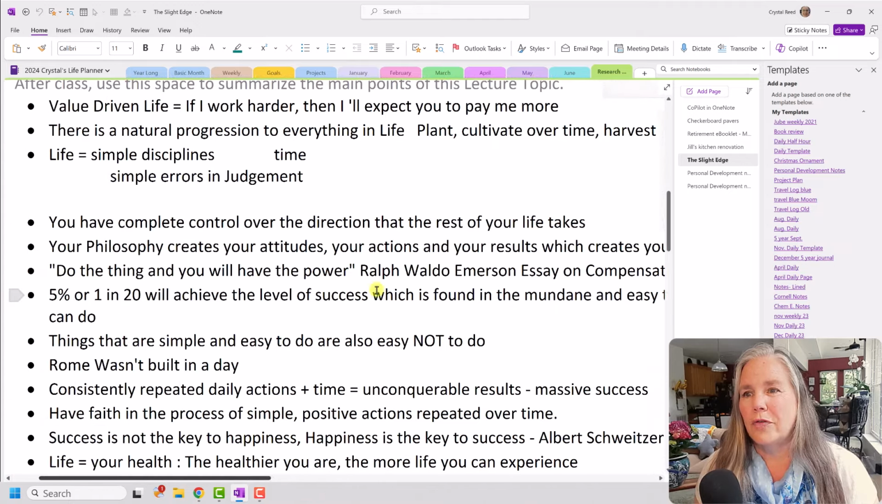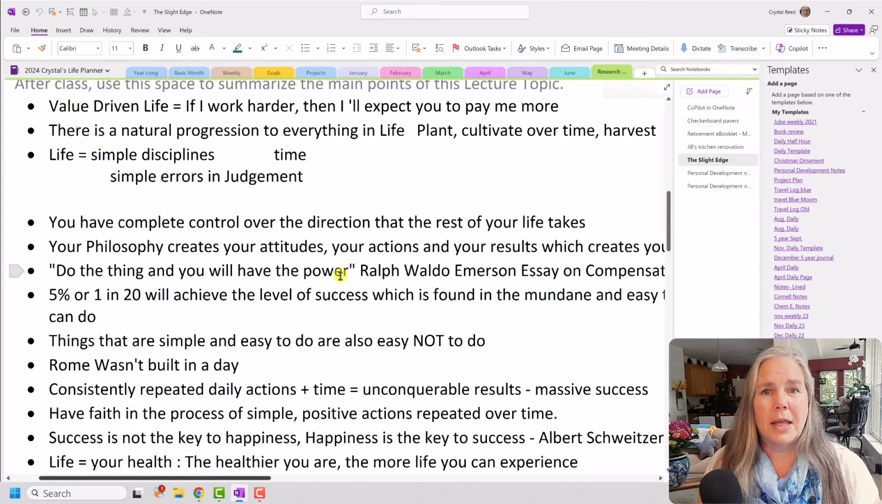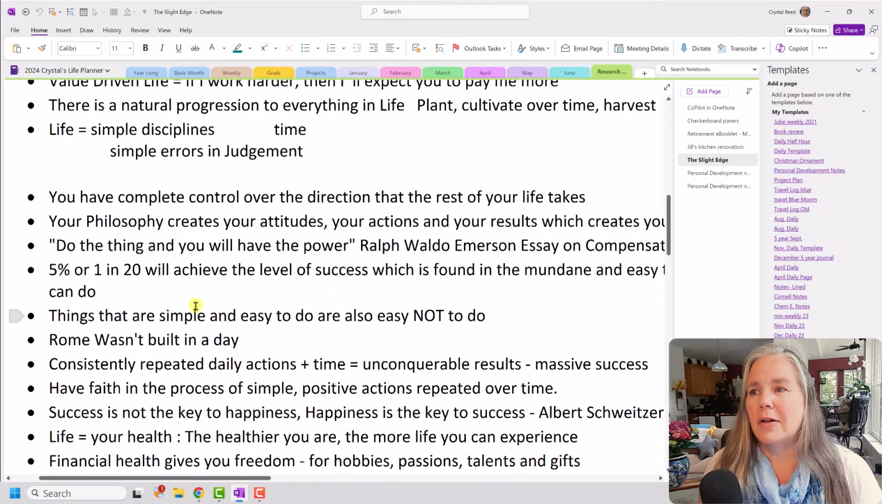Then there was a quote from Ralph Waldo Emerson from his essay on compensation that says, "Do the thing and you will have the power." Okay, that means if you work at something every day, you will eventually gain that skill. You will have that power. All right. And this was an interesting fact that I found.